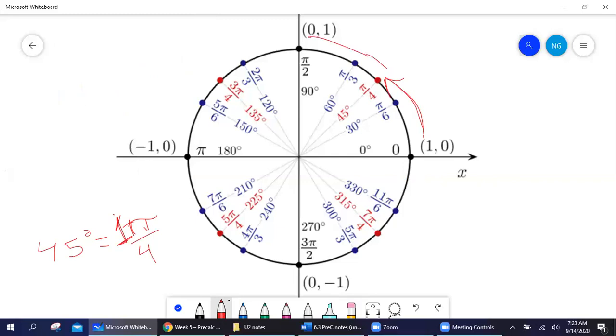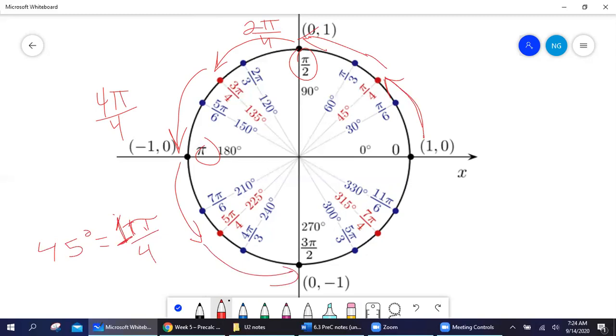Another 45 degrees from there would be 2 pi over 4, which again reduces to pi over 2. Another 45 degrees, 3 pi over 4. Another 45, 4 over 4, which reduces to pi. 5 over 4, 6 over 4, which reduces to 3 over 2. 7 over 4, 8 over 4, gets me right back to my 2 pi. And again, if it was negative, you just go the opposite way.